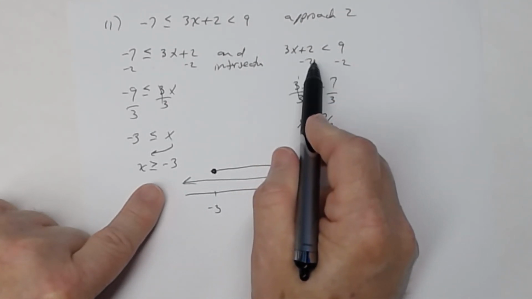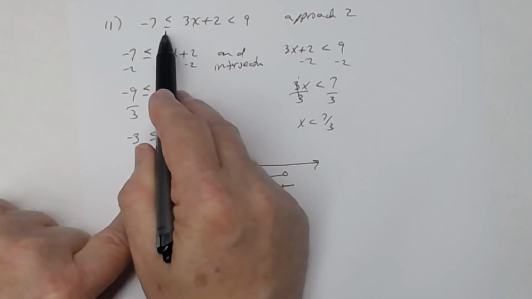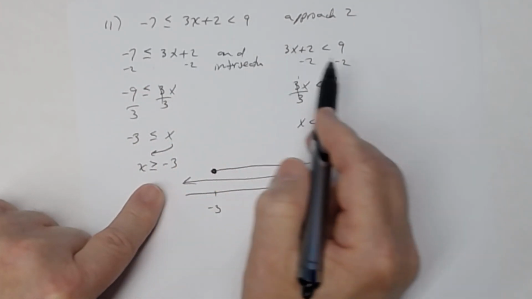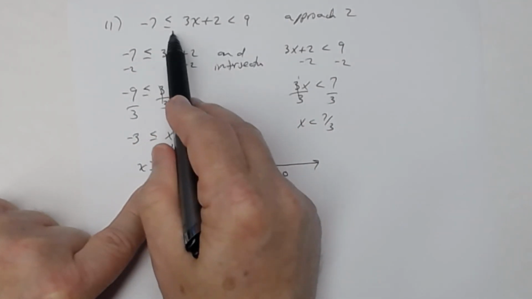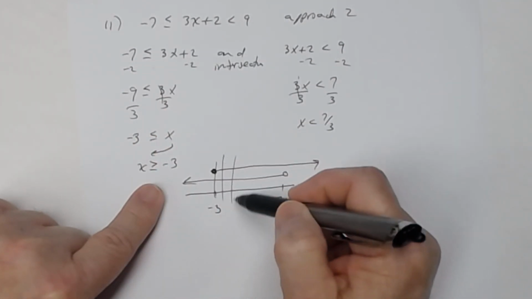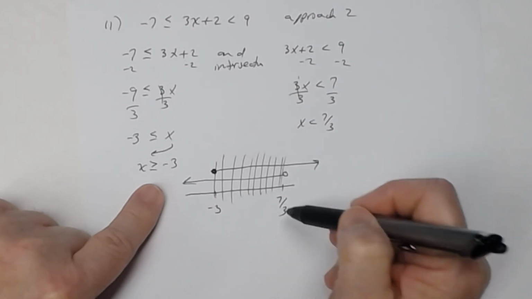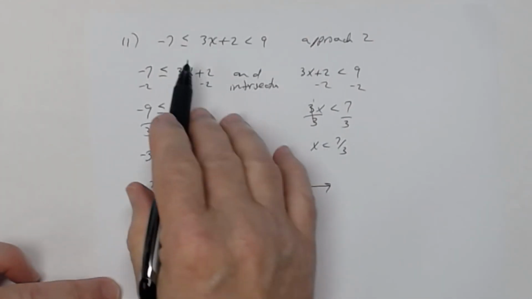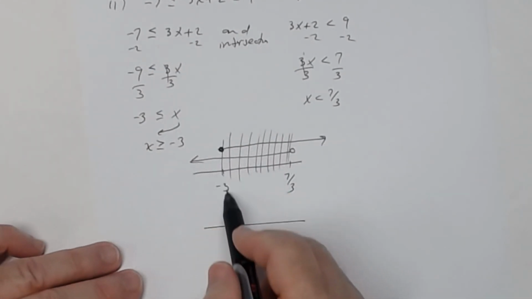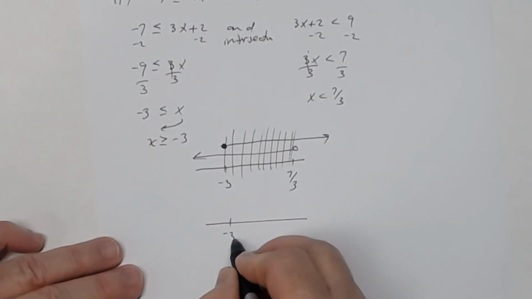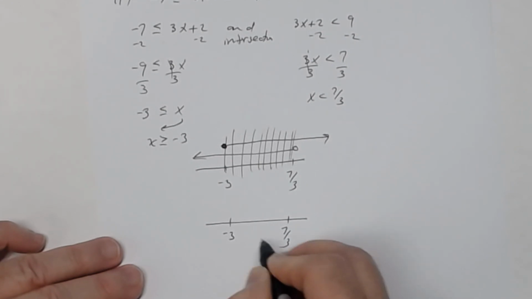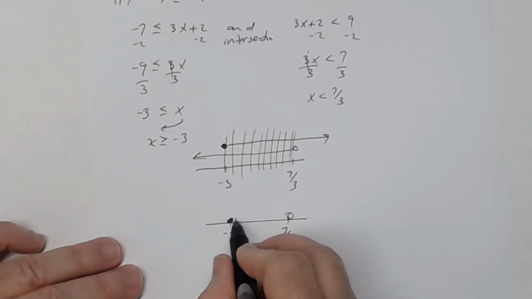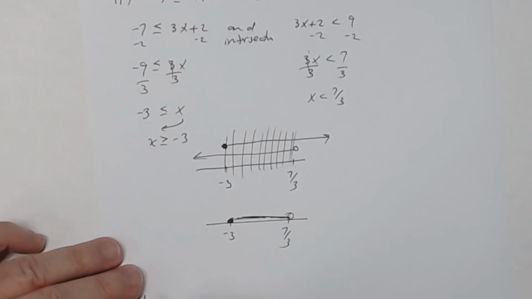What I want to do, though, is find the solution to the original. And that's where that AND statement comes in, that intersection. The solution to the original is where those two graphs intersect. And so the graph of the solution set to the original will be from where they intersect. So it will be from -3 all the way to 7/3. So -3, a closed circle, 7/3 open circle, and everything between them.